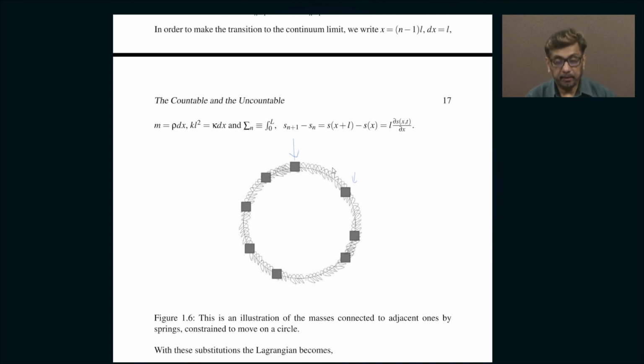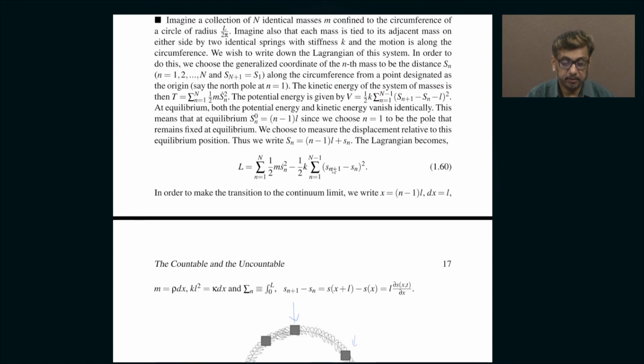Okay, having said that, if there are these masses with these springs tied, we all know how to handle them, and the way to handle this system is by writing down the Lagrangian of the system. So you have the kinetic energy of all the masses, and s_n is the specific displacement of the nth mass from its equilibrium position. And then you have this potential energy between adjacent neighbors, and that is the effective displacement between them, and then you square that displacement. So that's your kinetic energy minus potential energy, which is basically your Lagrangian.